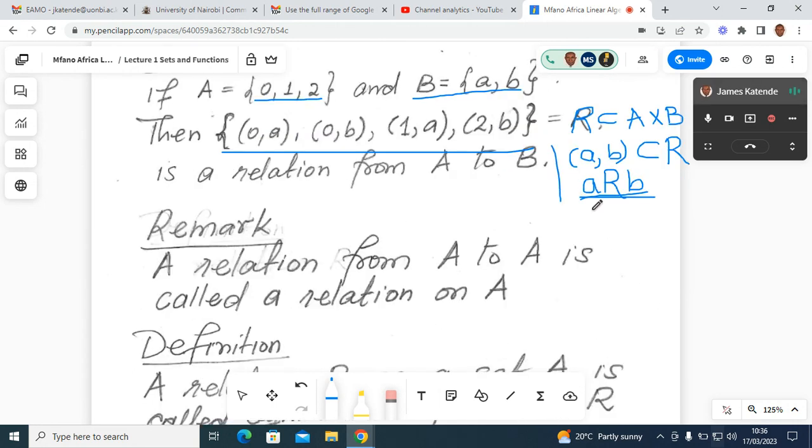Another notation that is commonly used is you will find they'll put a, and then a tilde character, then b, to mean a is related to b. So a related to b means that the ordered pair belongs to this subset of the Cartesian product. And this subset is what we call a relation from A to B. So from A to B means elements of A are in the first slot and elements of B are in the second slot.